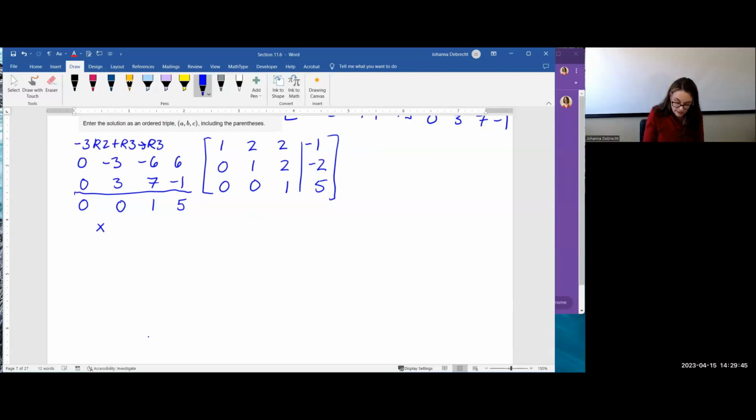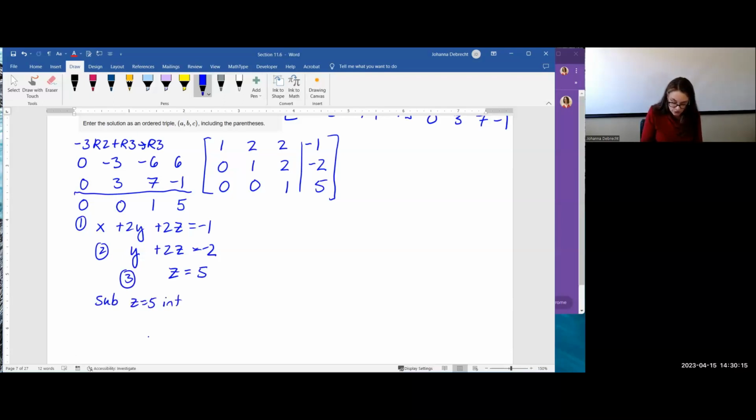So I would rewrite the system. x plus 2y plus 2z equals -1. No x, 1y plus 2z equals -2, and z equals 5. So this is equation 1, this is equation 2, and this is equation 3. I'm going to sub z equals 5 into equation 2 to find the y value.